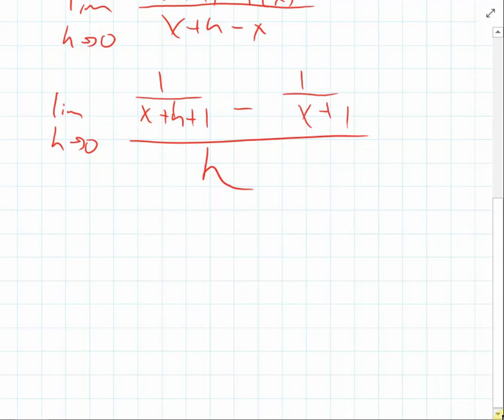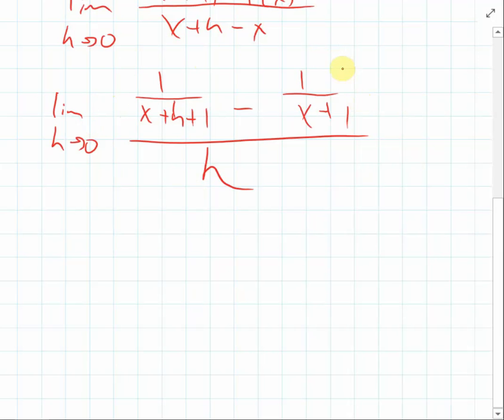Right now, if I put a 0 into the expression here, I'm going to get 0 over 0. But that doesn't mean that the limit doesn't exist, right? Because that really just means that it's an indeterminate form. It could be lots of different things. And so really, we just need to simplify it.